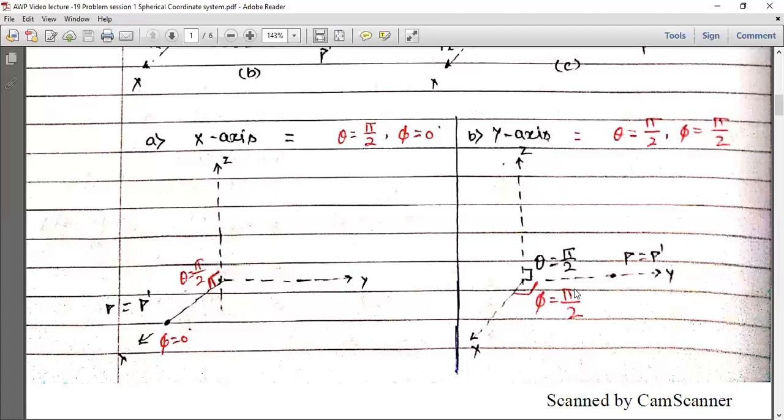Now for this particular point, the second coordinate is theta. Theta is the angle between OP and the positive z-axis. As you can see, OP and the y-axis both coincide, both are collinear, and they are overlapping each other. That's why the angle between OP and the z-axis is the same as the angle between the y-axis and the z-axis. So the angle theta will be pi by 2, of course.